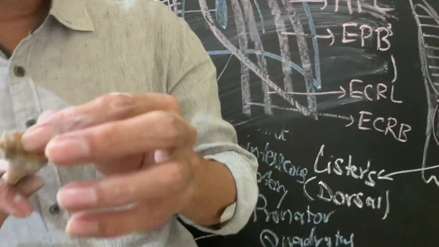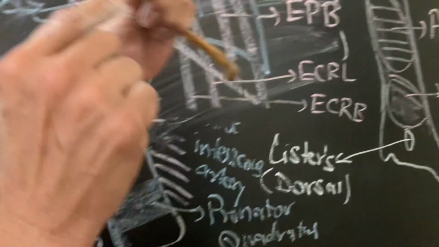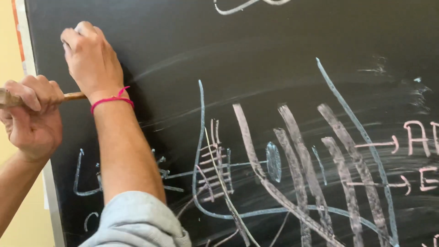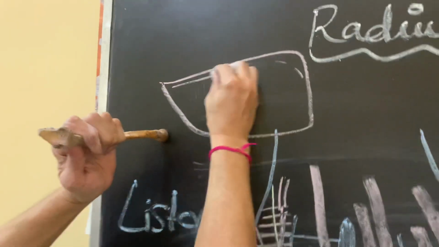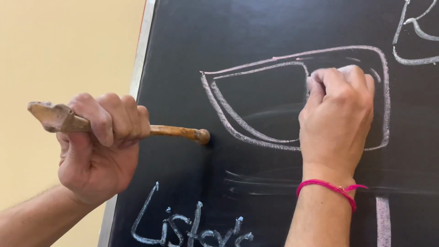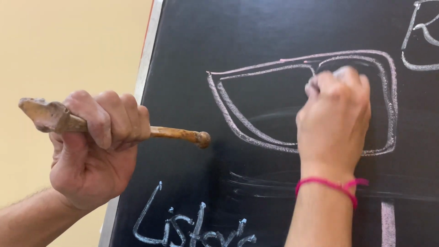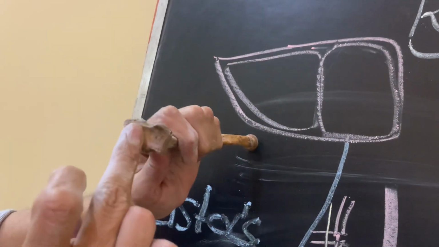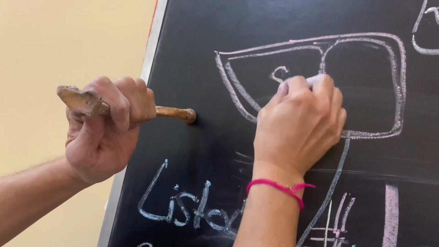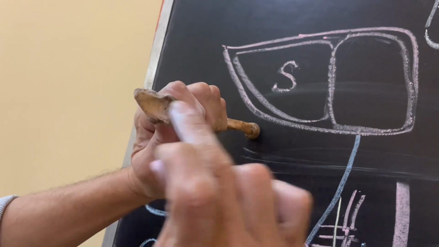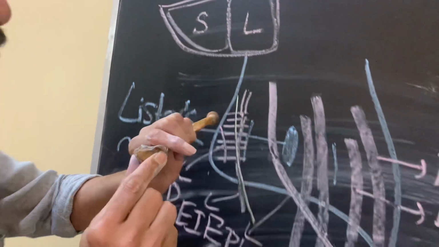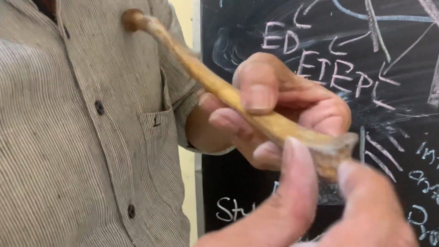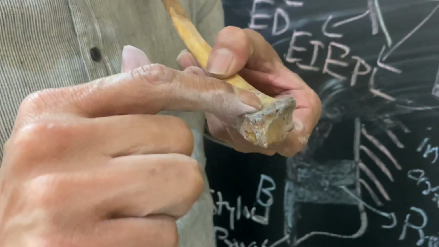Now the leftover part is the inferior surface. This inferior surface consists of a triangular surface laterally and a quadrangular surface medially. So this triangular surface laterally is articulating with the scaphoid bone, and the medial quadrangular surface is articulating with the lunate bone, thereby forming the wrist joint or radiocarpal joint.